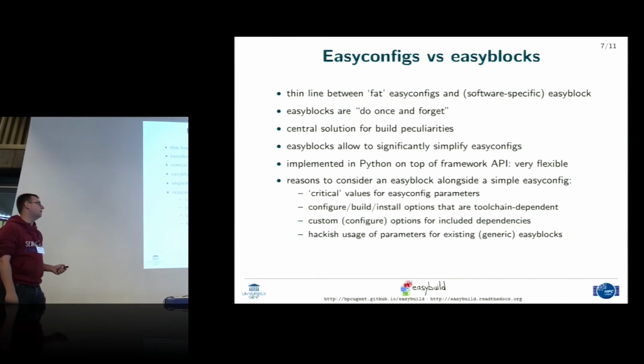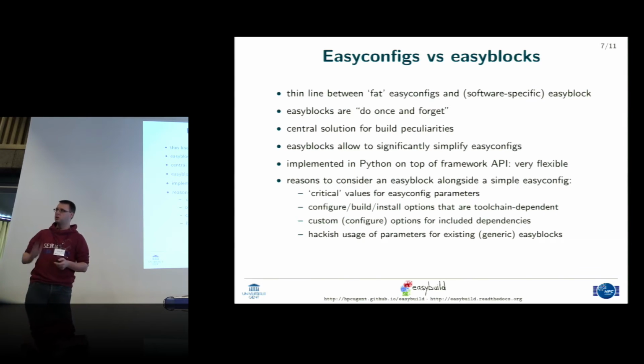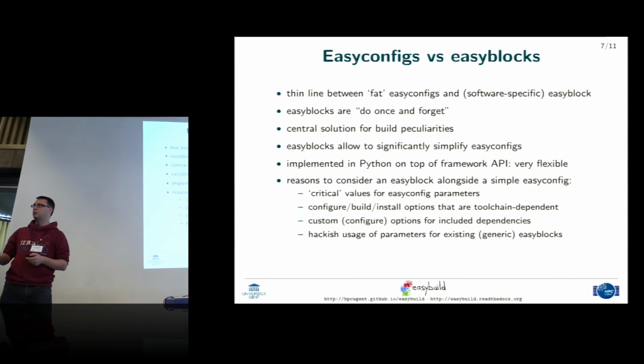So typically, we do this when certain parameters in the easyconfig file, like build options or configure options, are critical for the build to be correct. So you want to make sure they are always there. Then you do it once in the easyblock in the Python module, and then all the easyconfig files don't have this specified, but it's used over and over again.